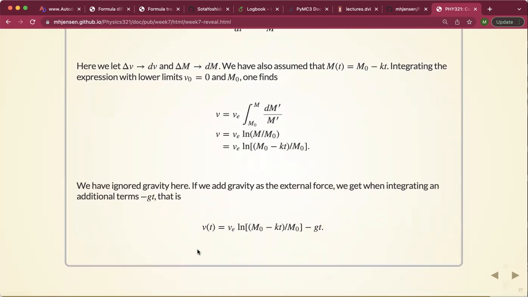So yeah, go ahead. Means that the exit velocity, yeah, or escape velocity, yeah, exactly.